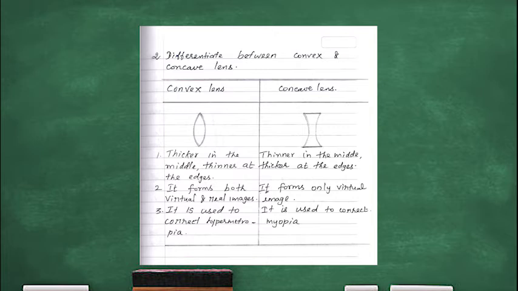Next one will be, earlier I showed that a convex lens forms both images, virtual and real. But the concave lens always forms only a virtual image. The next one, the convex lens is used to correct hypermetropia. What is hypermetropia? It is the defect of the eye, that is long-sightedness. Then next case, the concave lens is used to correct myopia.